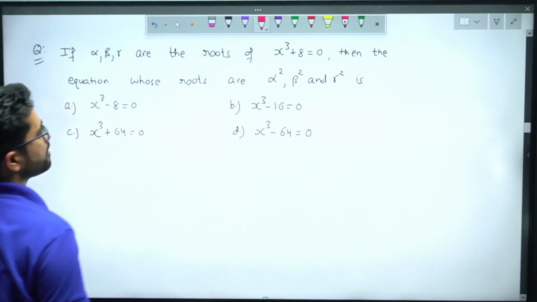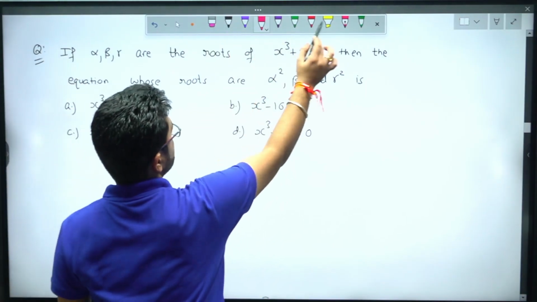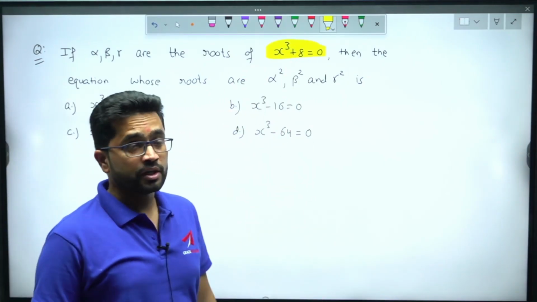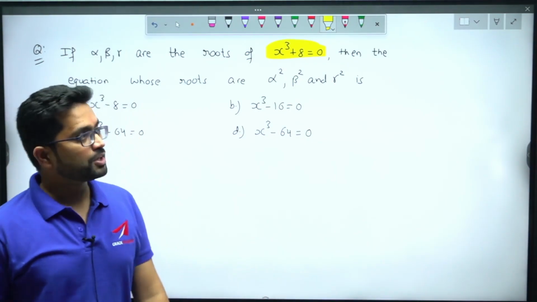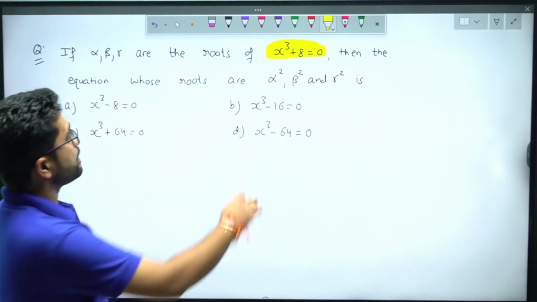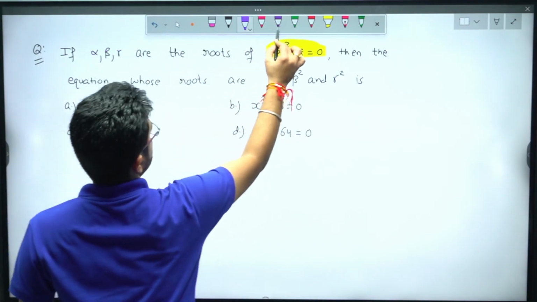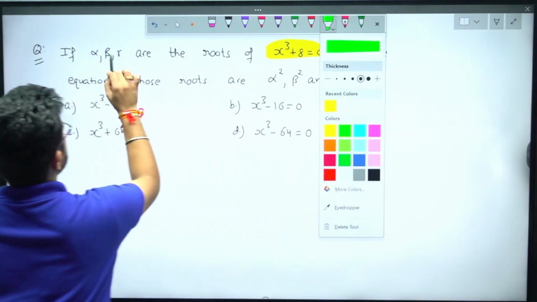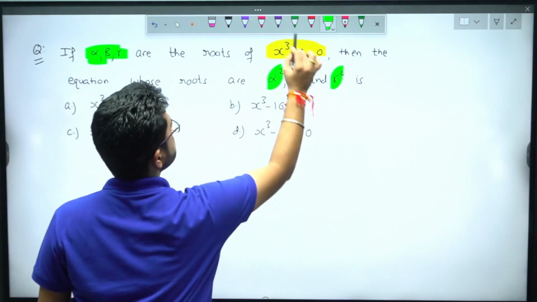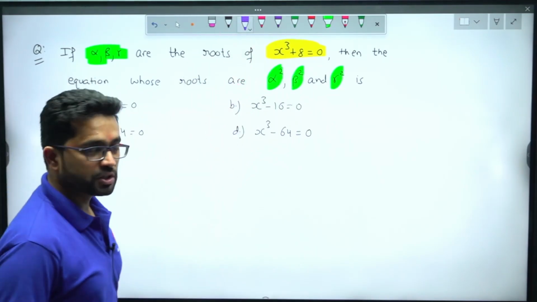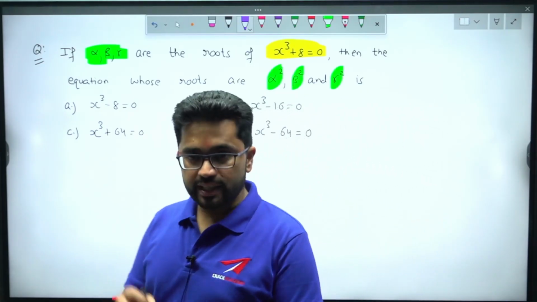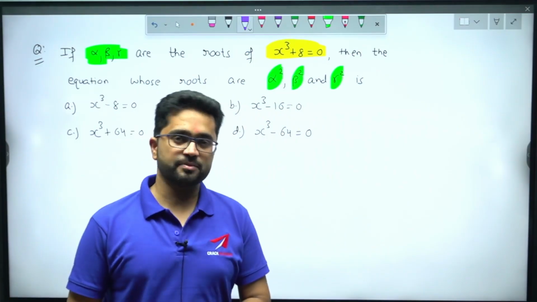It says if alpha, beta, gamma are roots of this particular cubic equation, this small cubic equation, where only the x cube term and the constant term are there, then the equation whose roots are alpha square, beta square, gamma square. Now we need to form another equation whose roots are alpha square, beta square, gamma square. What should be the right approach? Alpha is replaced with alpha square, beta with beta square, gamma with gamma square.